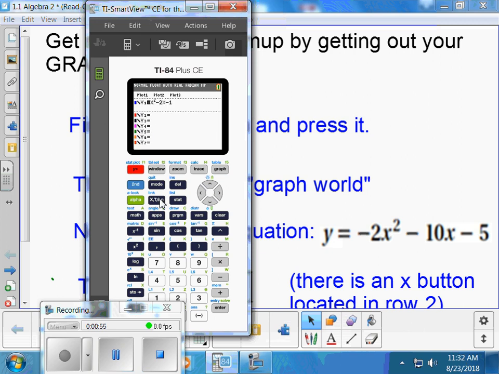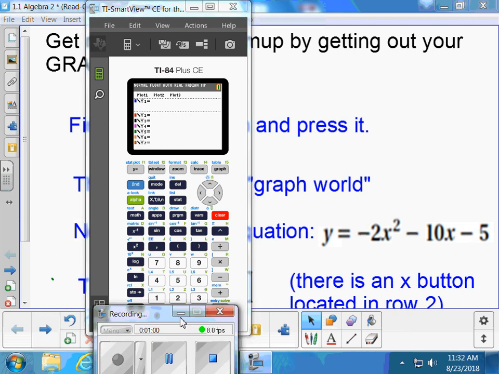Oh, good question. The exponent is located right beside the green alphabet, or near it. Every calculator is a tiny bit different.